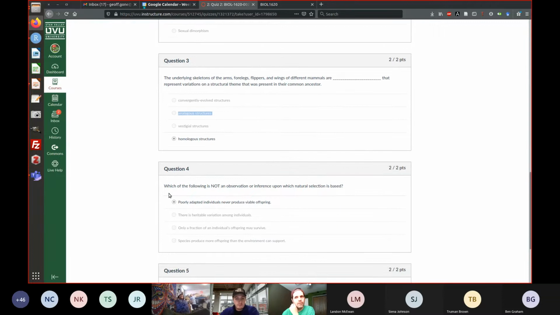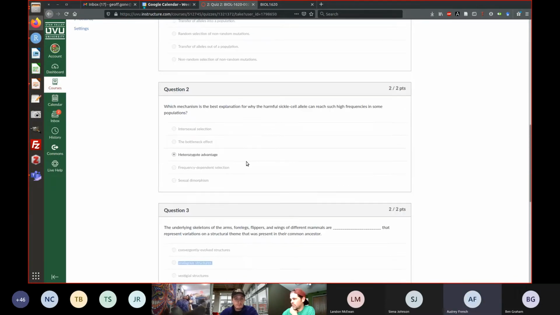Can we go over question 2? Why heterozygote advantage? Yeah, I was a little confused about it. Can you briefly explain to me what sickle cell anemia is? So sickle cell anemia is where the blood cells don't take in the oxygen quite properly or something like that. Because they're the wrong shape. They look like a sickle. Yeah. Okay.